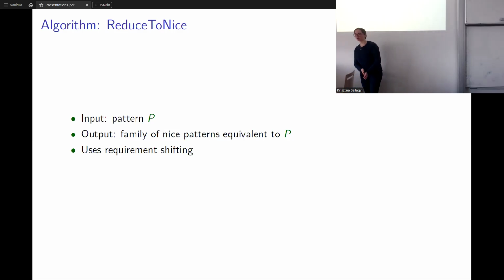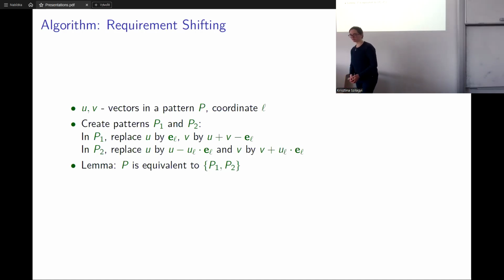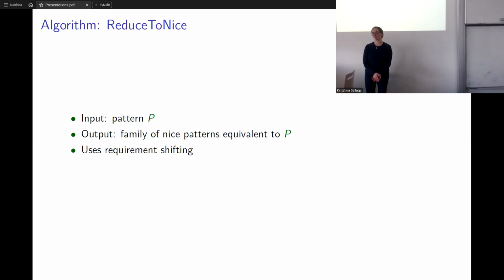So what our algorithm does is that we have a subroutine reduce to nice that takes as input a pattern P and outputs a family of nice patterns that are equivalent to P. So by using this requirement shifting, we apply this several times in some clever order so that in the end we replace P with a bunch of nice patterns that are equivalent to it.